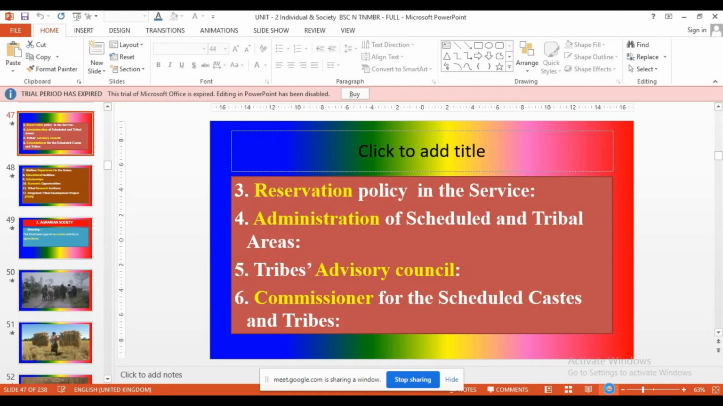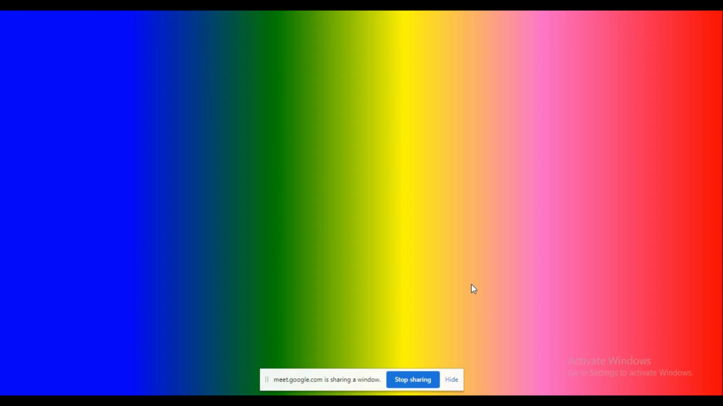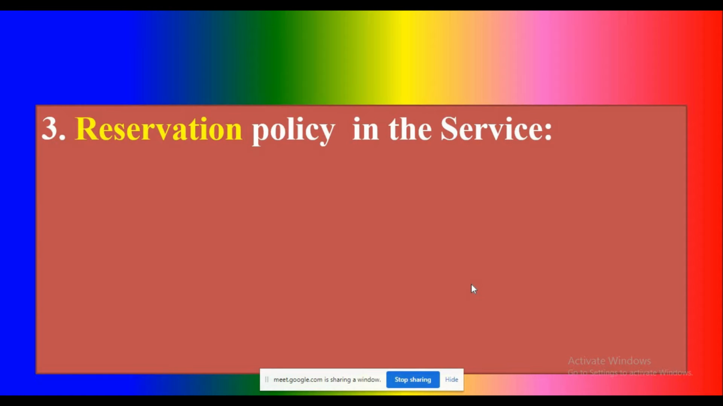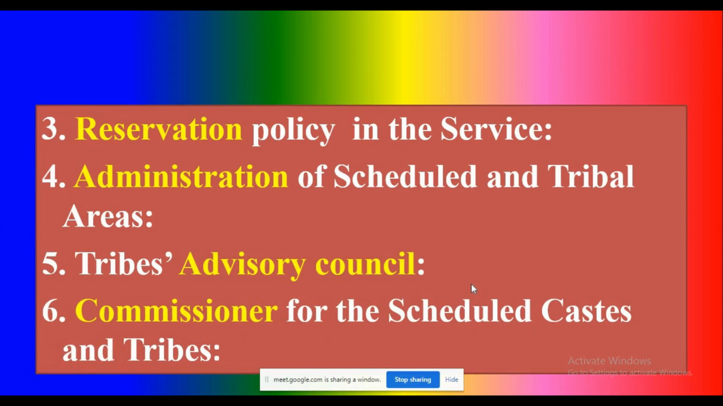Sixth one, the commissioner for Scheduled Castes and Tribes. The commissioner is a person who conducts a commission or study regarding a particular tribal society and their issues, and reports to the government to formulate programs to solve their problems.